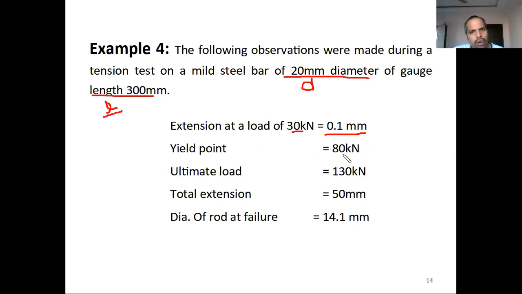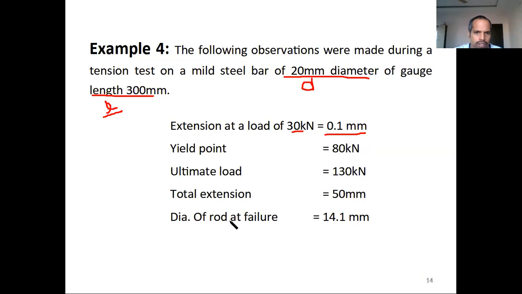Now the yield load is given. It is observed that yield occurs at a load of 80 kilonewtons in the tension test. If you want the yield stress, it is load by area. What is the load? 80 kilonewtons. Yield stress is equal to the load at yield point, 80 into 10 to the power of 3, divided by the initial area, that is pi by 4 D square, where D is 20 mm. That's all. You will get the yield stress.